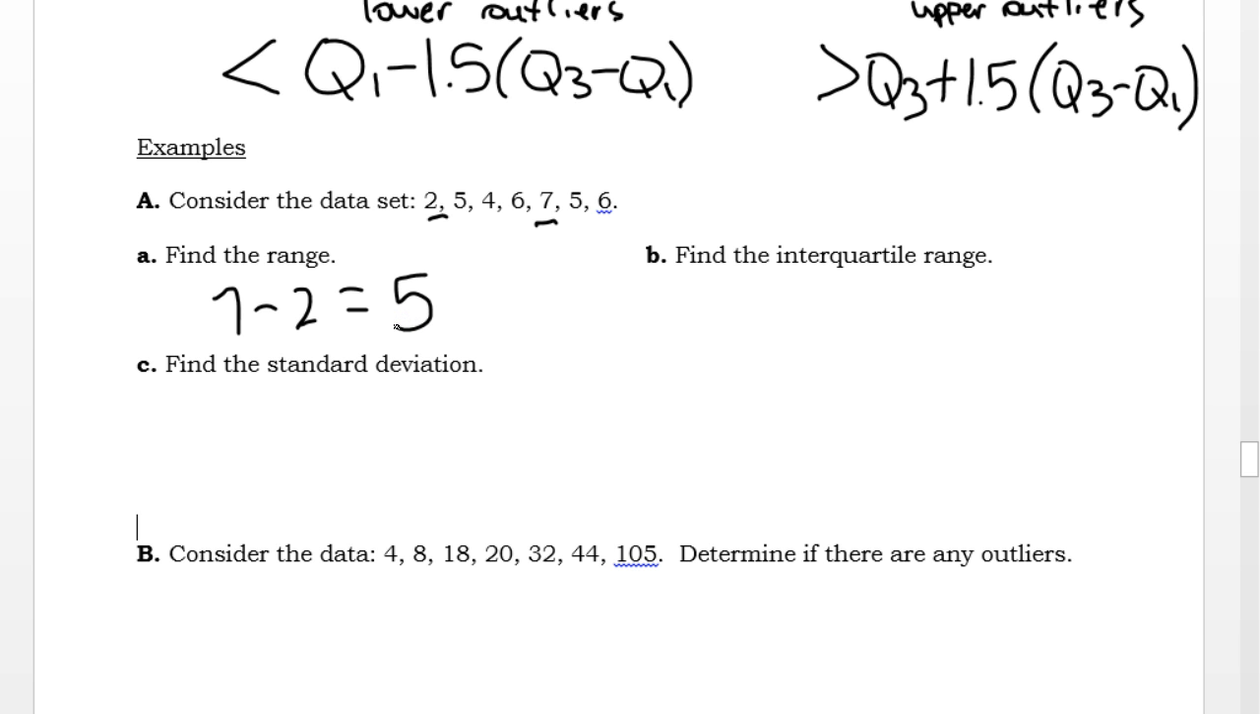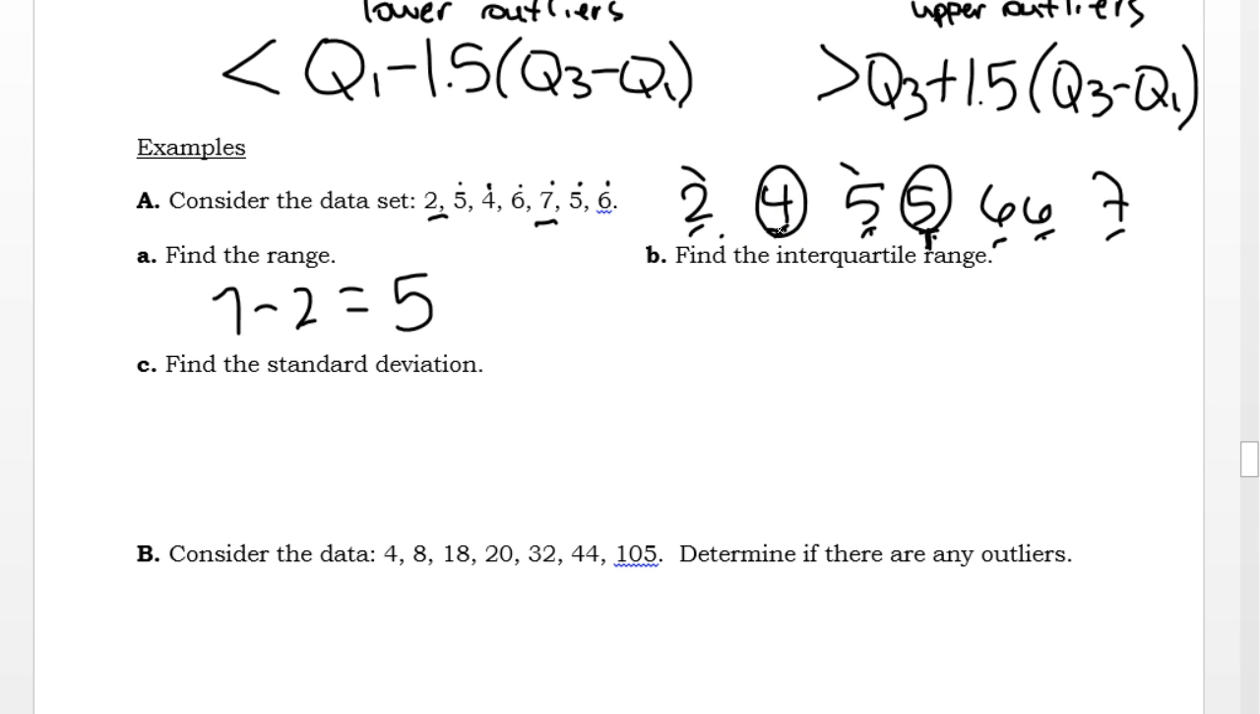The next question says find the interquartile range. I think I need to order these before I can really do that. 1, 2, 3, 4, 5, 6, 7. Okay, so I already had the max and the min. If I'm trying to find the median, 5 is the median. And then when I go back and find the quartiles, 4 is the lower quartile, and 6 is the upper quartile. So the interquartile range is 6 minus 4, which is 2.